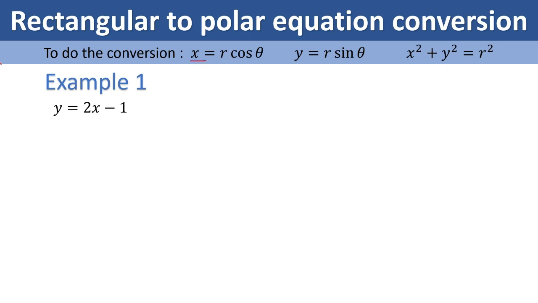You need to use x equals r cosine theta, y equals r sine theta, and x squared plus y squared equals r squared. Using these three expressions, you can do the conversions from rectangular to polar. We have now the first example, y equals 2x minus 1.